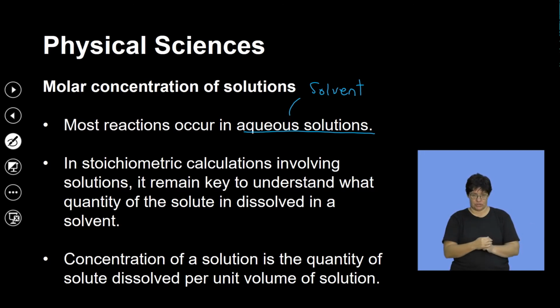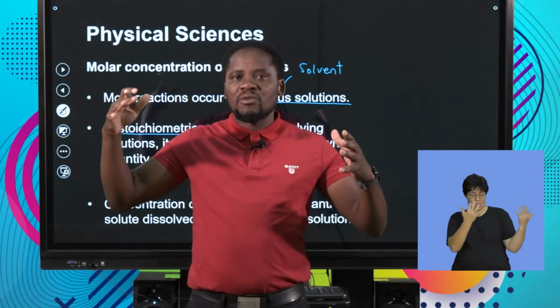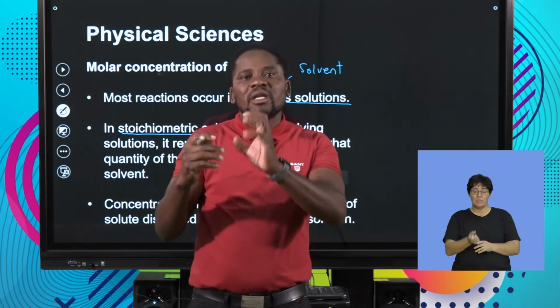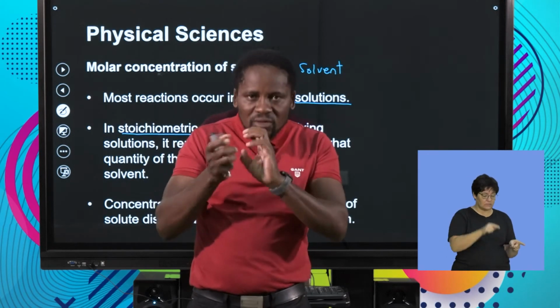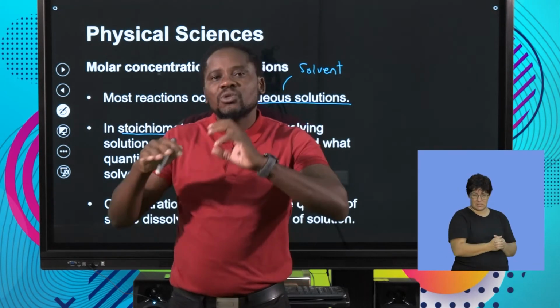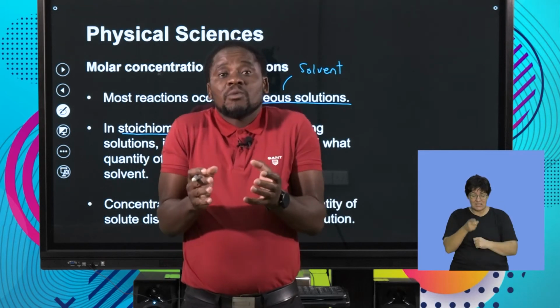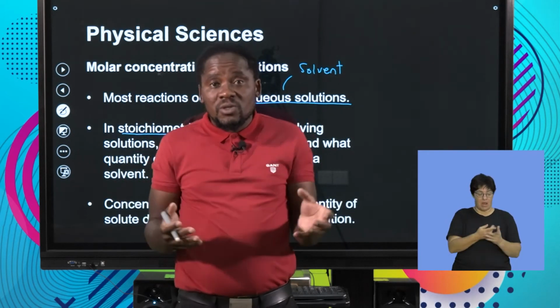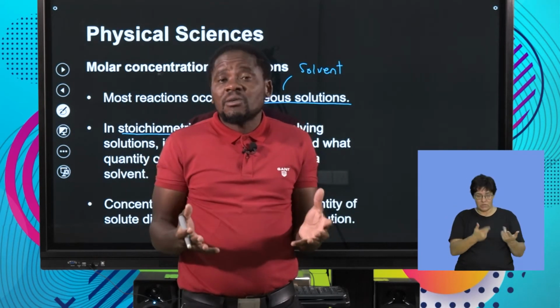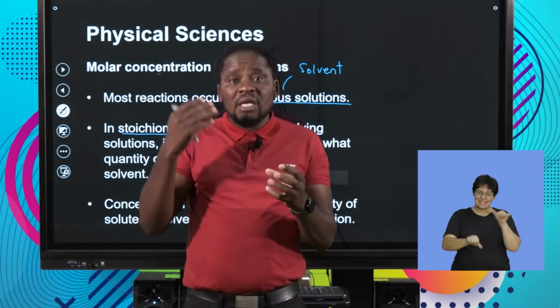Okay, so where does this take us? The stoichiometric calculations are very, very important. But we first need to understand what exactly dissolving entails. And when we talk about stoichiometric calculations, it means we are able to apply what we know. So it's not just about the calculation, but the science behind those numbers.